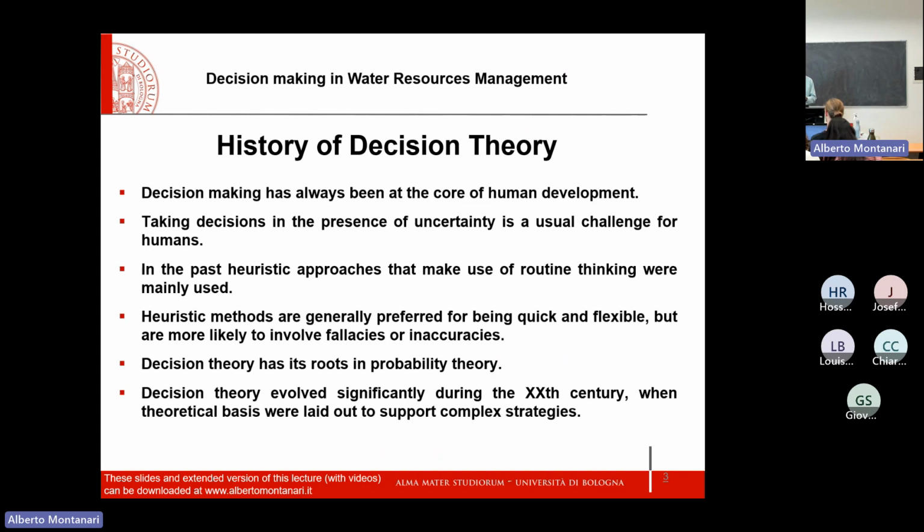Okay, so let me just say before we make a break that decisional theory evolved significantly in the past 20, 30 years. I wrote here during the 20th century, but actually there have been many and many developments that are very recent. I will teach to you some methods that have been proposed 10 years ago, some of them even less than that. So you understand that like hydrology, like climate change, it is a topic that requires a continuous update of the information.